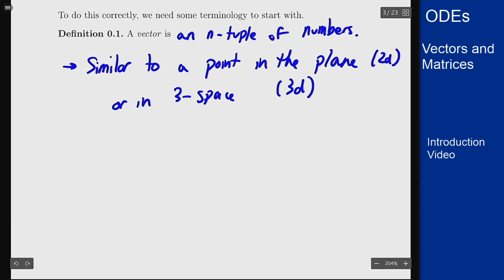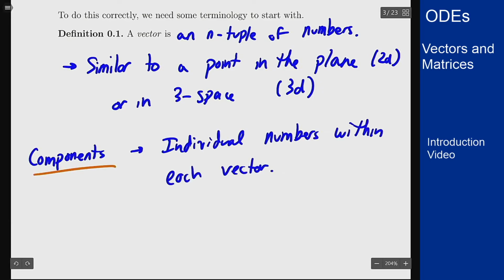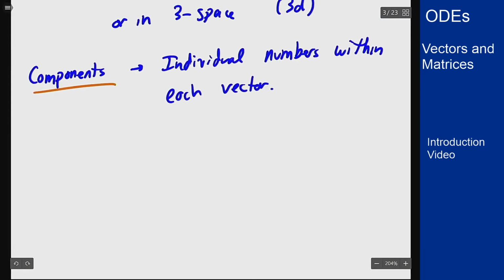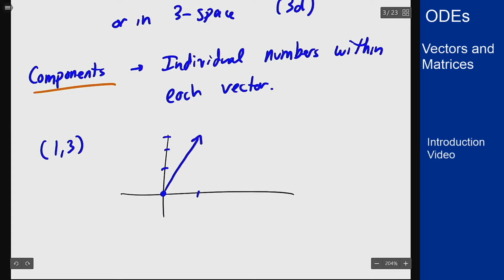So the components of a vector are the individual parts of it. In terms of the geometry of this, it's generally thought of as an arrow to a point in space. So if I take the vector (1, 3) in 2 dimensions, you could think about this as the arrow going from the origin to the point (1, 3), like that. Same thing goes for 3D. Beyond that, you can't really draw pictures, but the idea is still the same.